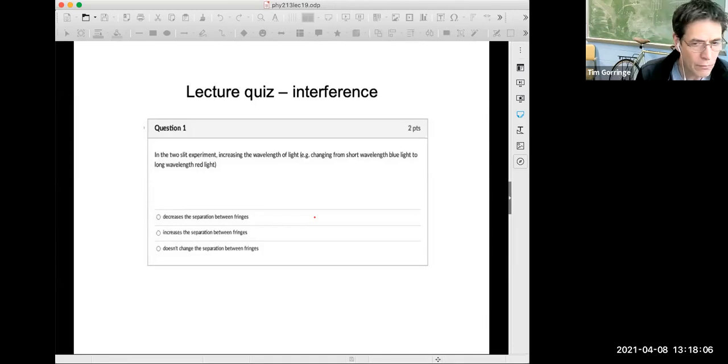So if you increase the wavelength of the light, then you'll need a greater extra path length, that delta, for successive constructive interferences or successive destructive interferences. And so if you need a greater path length for the constructive and destructive interference, you're going to have a greater separation of the bright and dark fringes on the screen. So greater wavelength of light gives a greater separation between the bright and dark fringes on the screen.